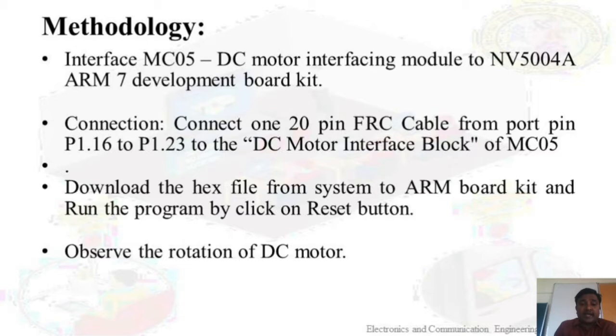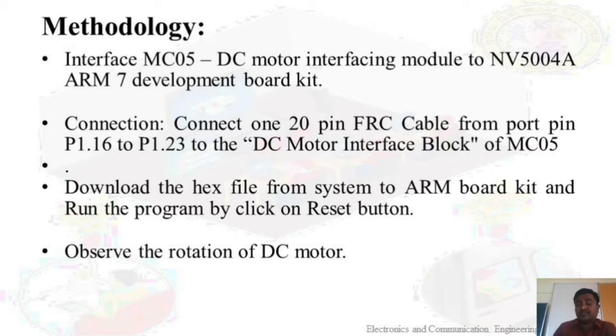Connection: connect the 20-pin FRC cable from port pins P1.16 to P1.23 to the DC motor interface block of MC05. After interfacing this, download the hex file from the system, that is computer or laptop, to the ARM board kit and run the program by clicking on the reset button.